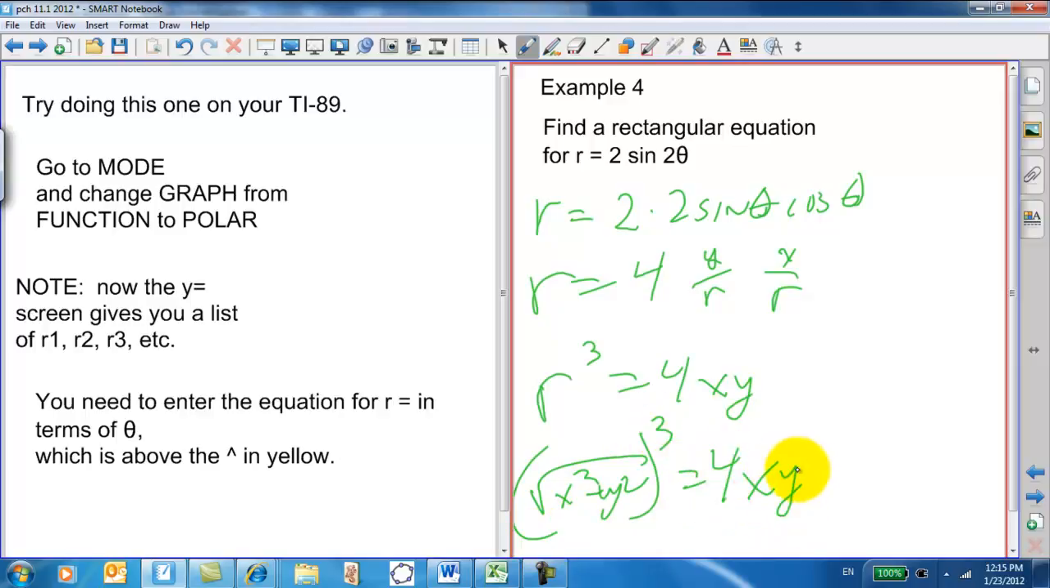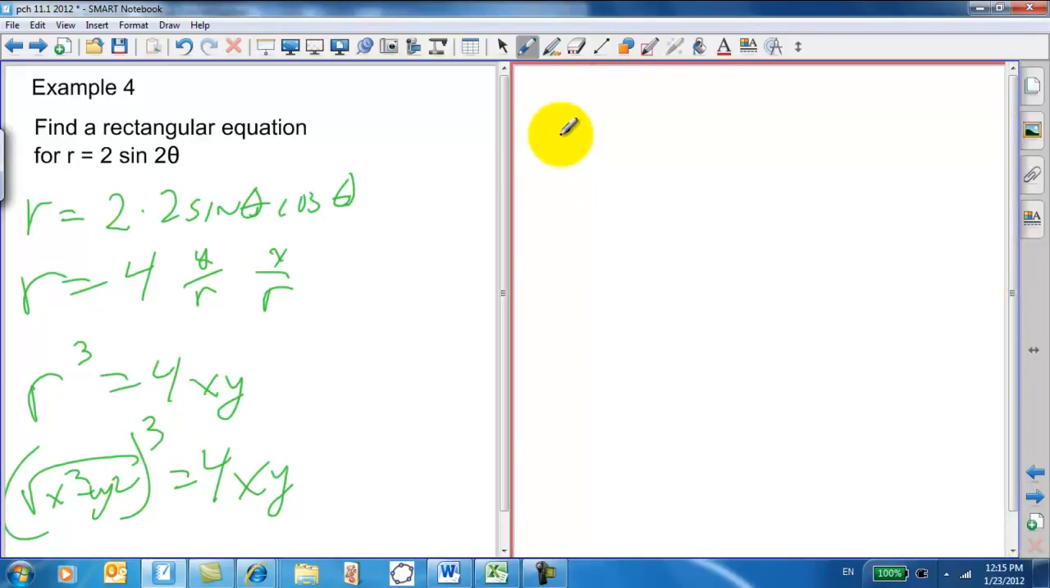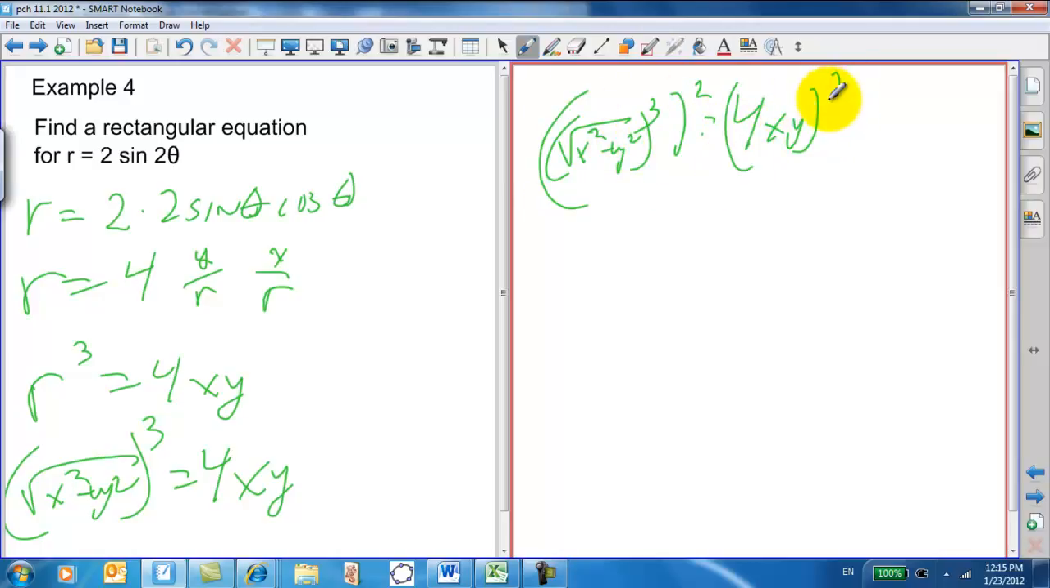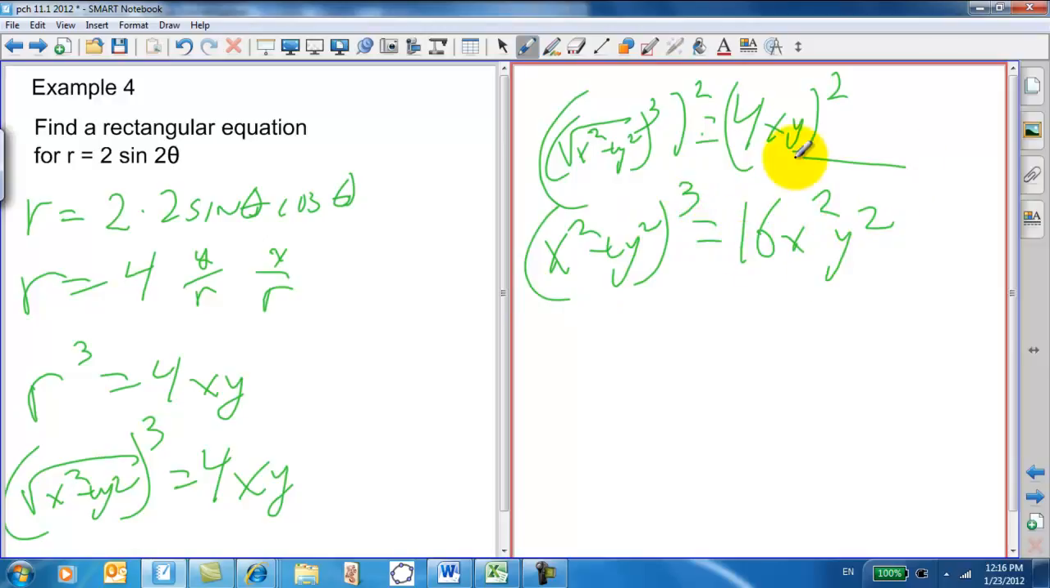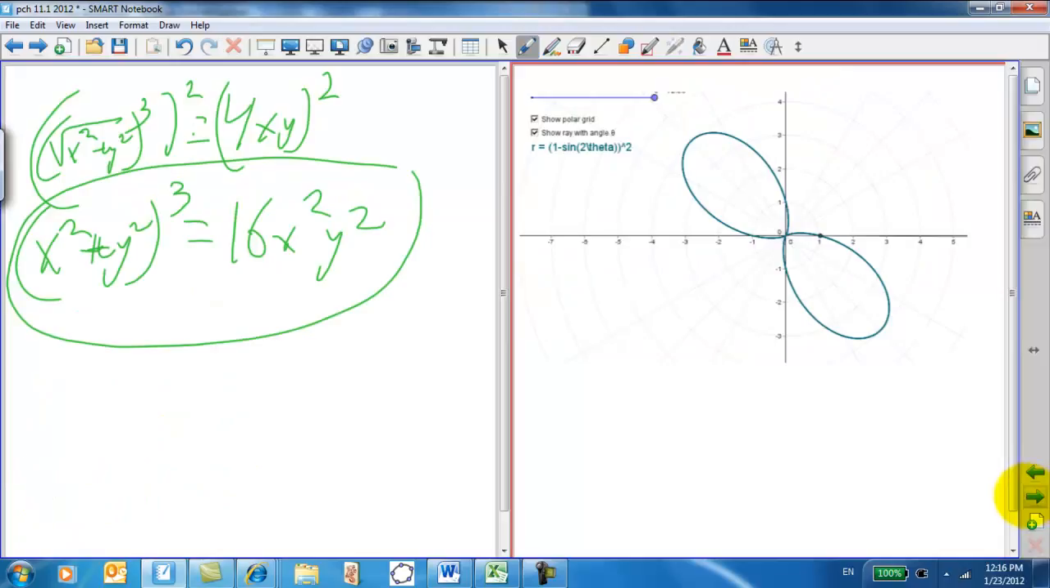That's fine. If you want to square both sides to make it even bigger, be my guest. If we square both sides of this, in other words, the square root of x squared plus y squared cubed, squared, equals 4xy squared. So we get x squared plus y squared cubed equals 16x squared y squared. There, you can try entering that in GeoGebra. It doesn't really take it so well. I did find some applications for GeoGebra that some people have worked out some programs, but I can find the polar graph paper on GeoGebra, but not the polar graphing itself.